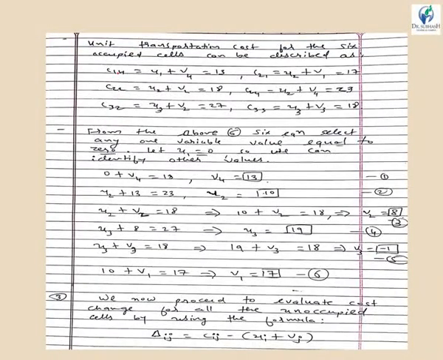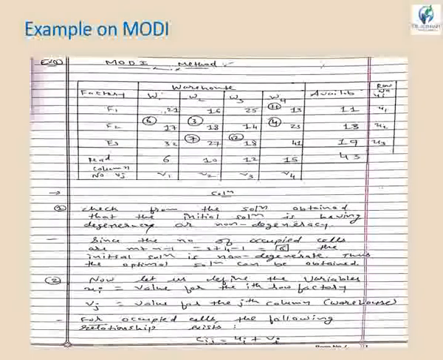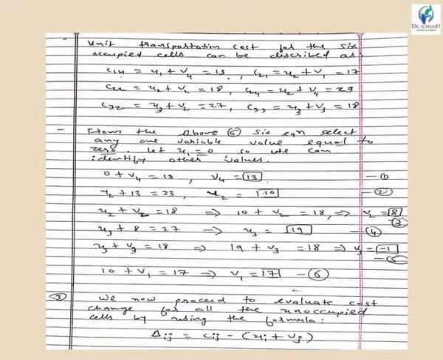So C14, this is the cell where you have done the allocation. Cij, i stands for row and j stands for column. So C14 is equal to u1 plus v4. This is for row, so that is u1. For column it is 4, so that is v4, and that is equal to 13. You can see over here, this occupied cell has unit transportation cost Cij equal to 13.